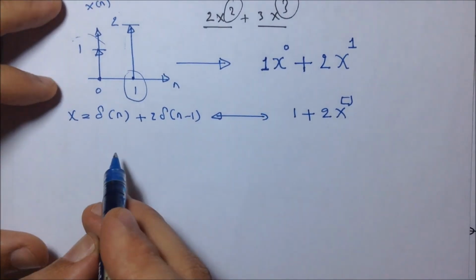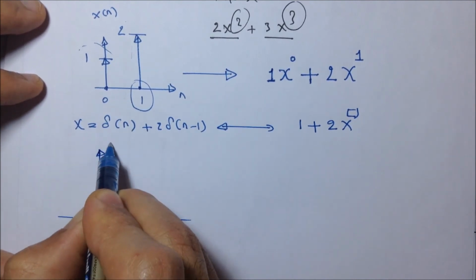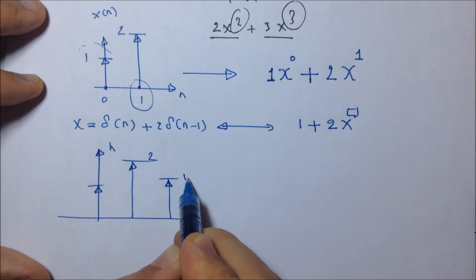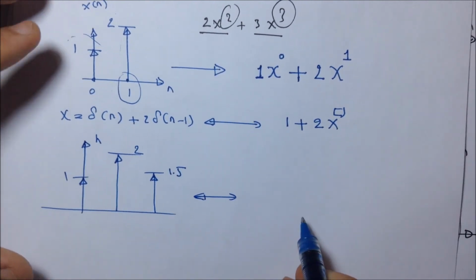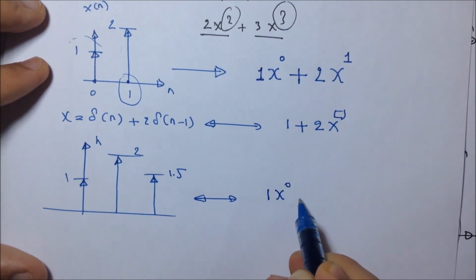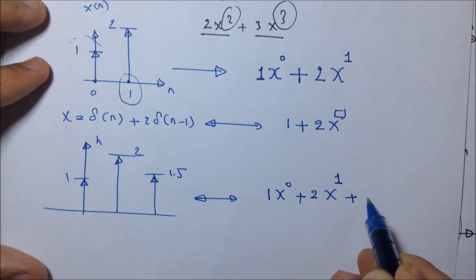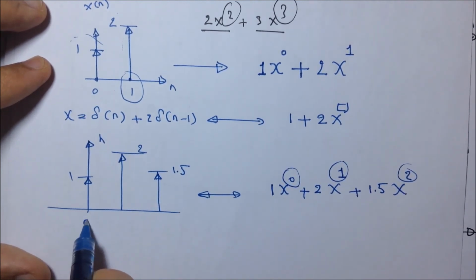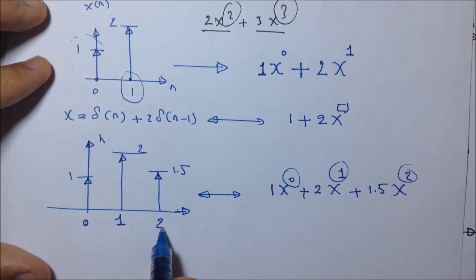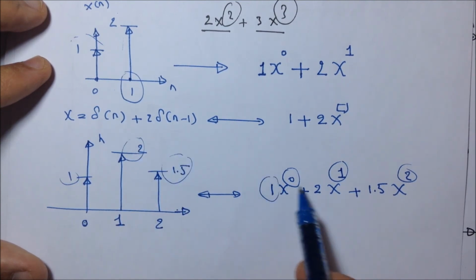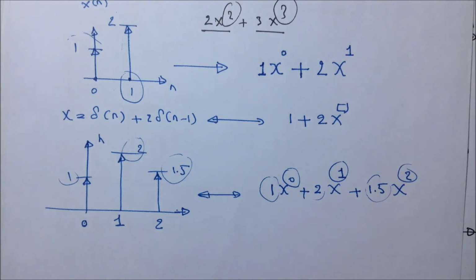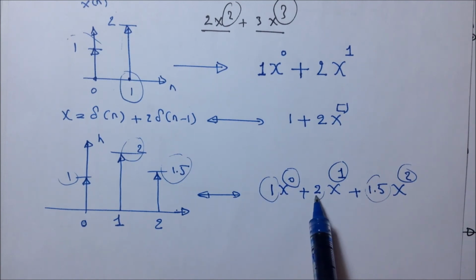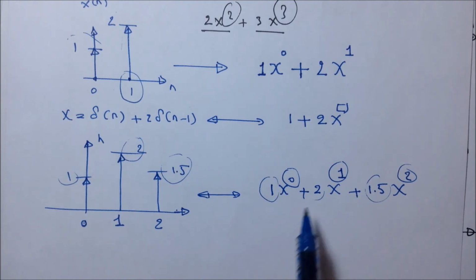Now similarly, for the other signal, which is h of n, h of n was actually 1, 2, 1.5. Now the algebraic transformation is 1 times x to the power 0 plus 2 times x to the power 1 plus 1.5 times x to the power 2. So as you can see, 0, 1, 2 emanated from this 0, 1, 2, and then we have the coefficients 1, 2, 1.5. Now these different exponents are going to make sure that those impulses will never be added together. So 2 will never be added with 1.5 because it took place at a different time instance.